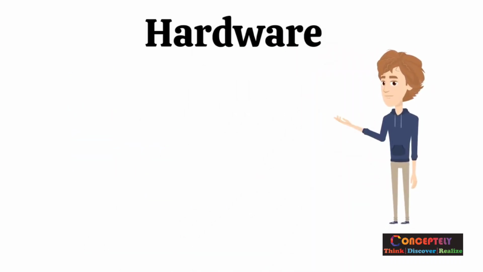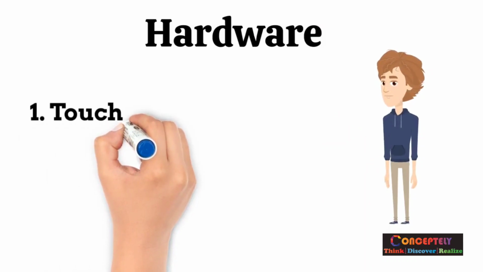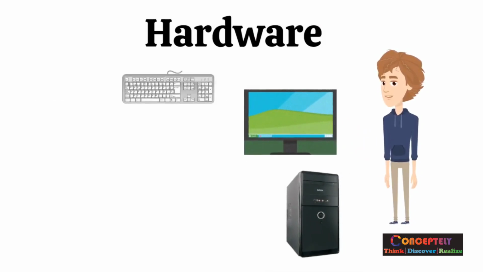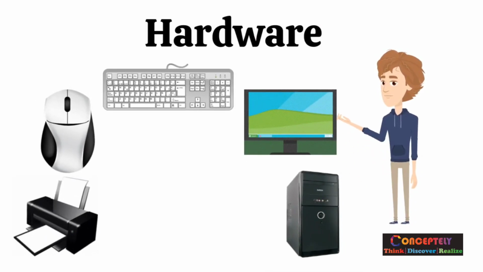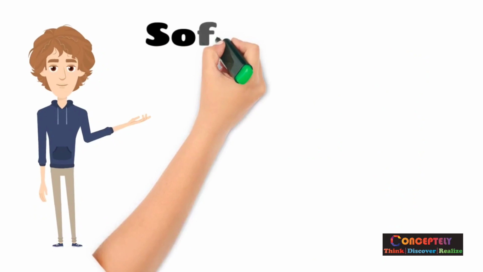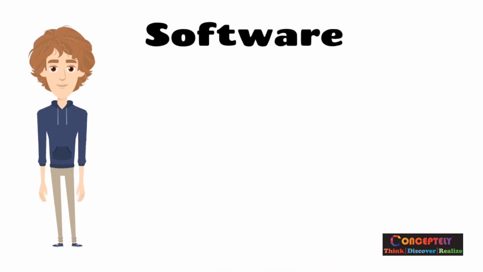Now let us learn about what hardware is. Hardware refers to the parts of a computer that you can touch or feel. The CPU, monitor, keyboard, mouse, printer, and a microphone are examples of hardware devices. These components of a computer are also called the physical parts of a computer system that you can touch and feel with your senses.